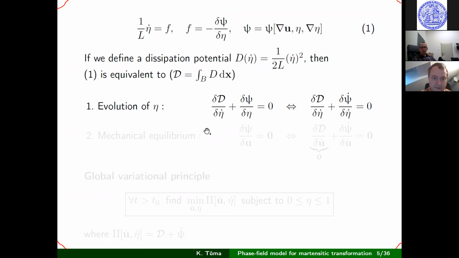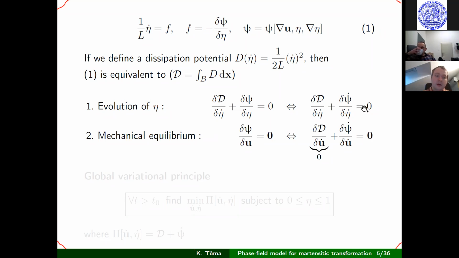So this is the evolution equation for eta. So it looks like this. For the balance of linear momentum, we assume that there is no inertia, because in our case the deformation is really fast, and also all processes are extremely fast. So we are in the quasi-static regime.